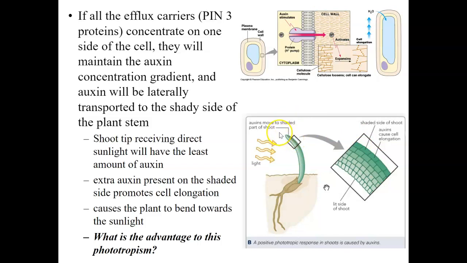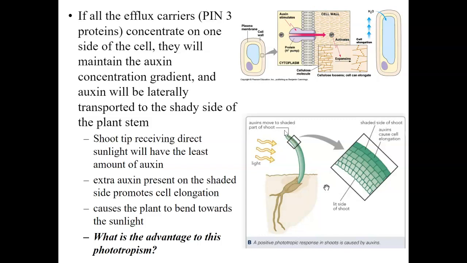It's going to bend towards the light, right? So this is positive phototropism. A positive phototropic response in the shoots because of auxins. Auxins are stimulated to move laterally from the sunny side to the shady side, where they are able to promote cell elongation on the shaded side, causing it to bend towards the light, right? So now it's going to have more access to light because of this. So that's a pretty big advantage of it.